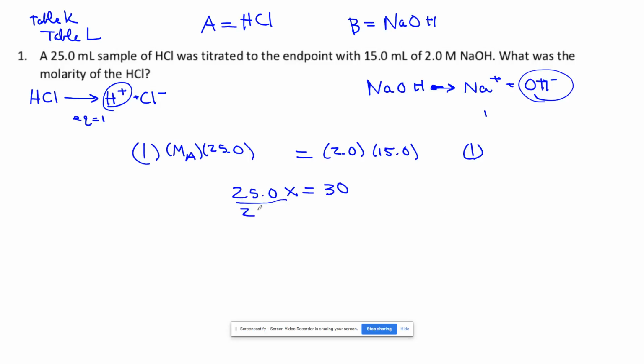Divide by 25. And again, I'm working with a mouse here, so I apologize. I bought one of those optical mice pens. Should be coming soon. So when you do that division, you get 1.2 molar. And that's the molarity of the acid. That's M sub A. So in this case, the equivalences did not matter. Our math didn't change.